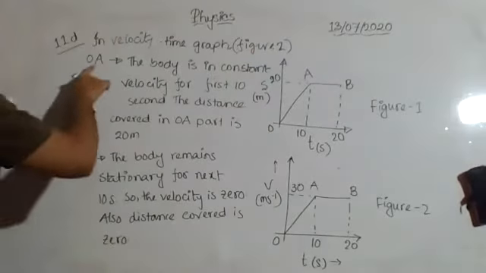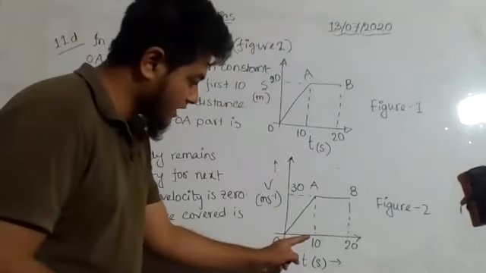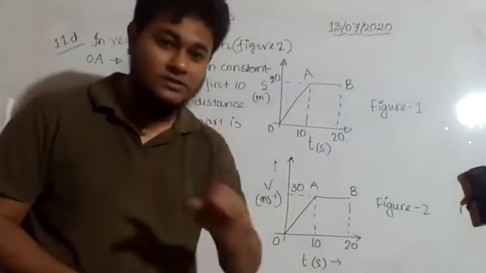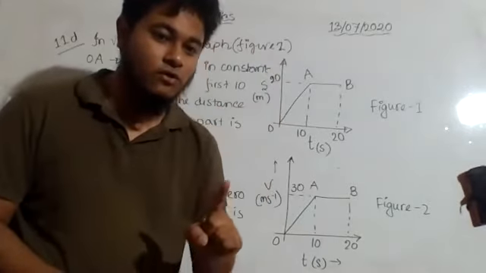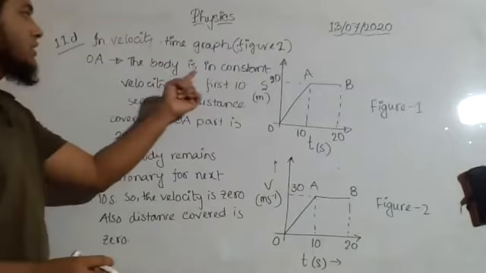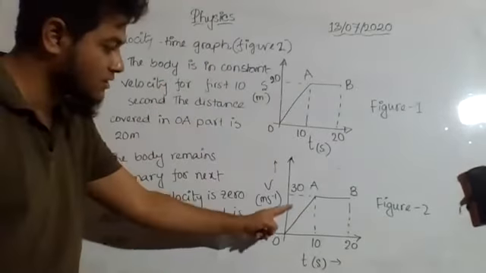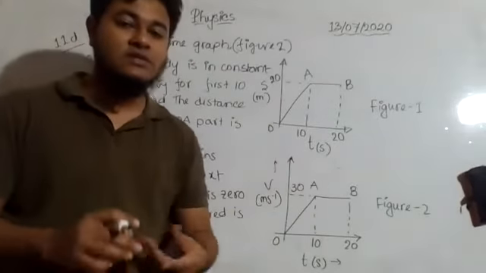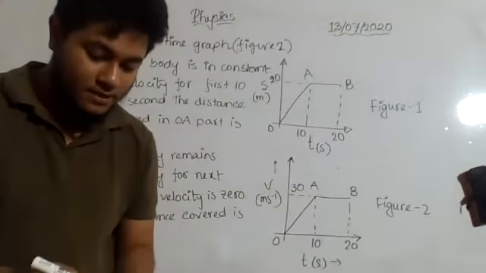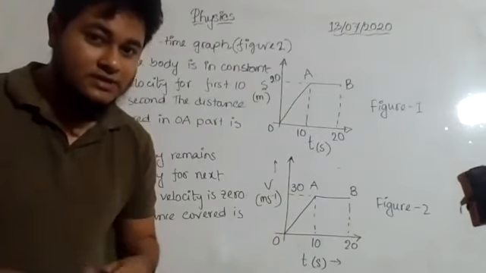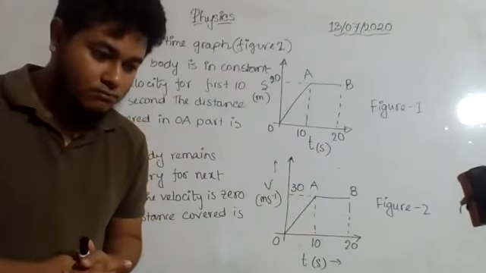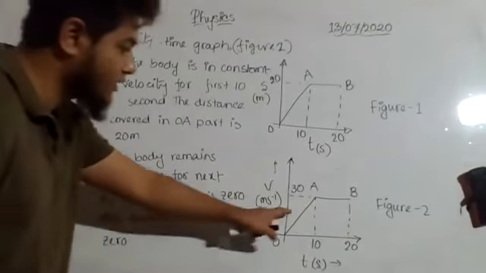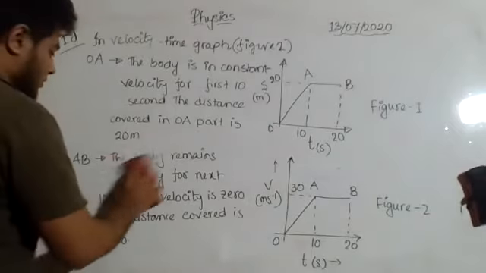Okay. So in figure 2 OA part, what we can see, with the time increasing, the velocity is also increasing. So when there is increase of velocity, the velocity is not constant. The velocity is not uniform. Or here we could have written the body is in uniform velocity for this, but here the body is not in uniform or constant velocity. Rather, the velocity is increasing. When there is increase of velocity, there is acceleration. Very good. Okay, so there is acceleration, and we can calculate the value of acceleration from here. I will show you.